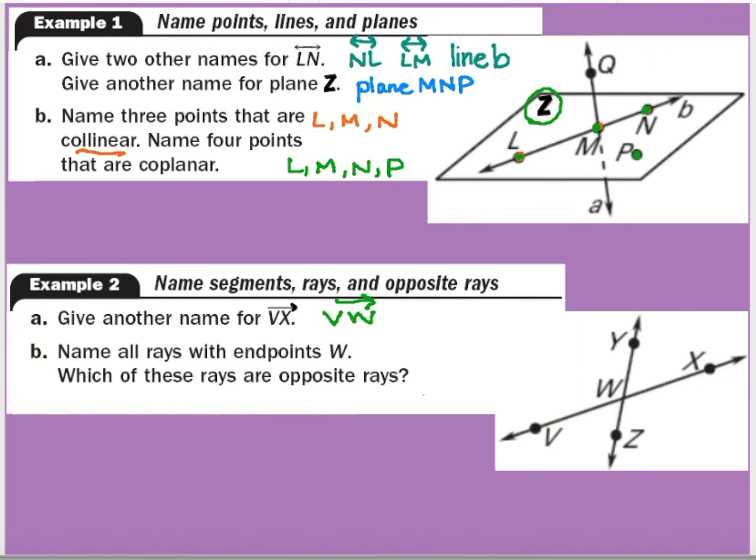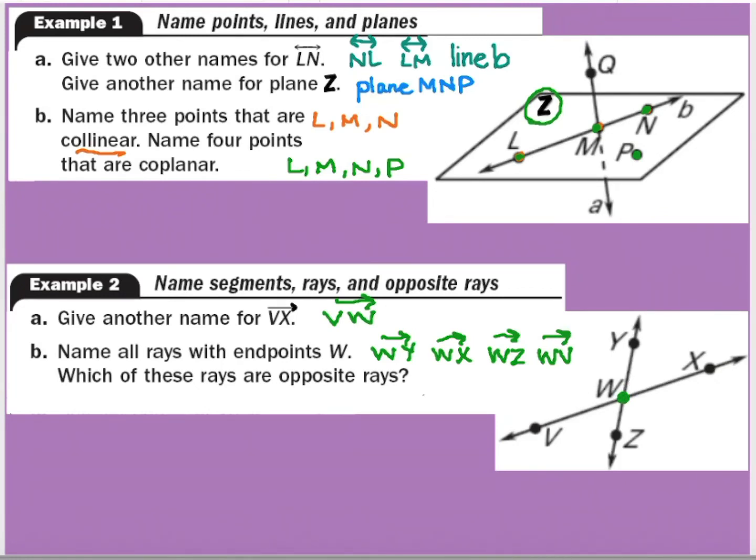Name all rays with endpoint W. Well, we could go from W towards Y, and W towards X, and W towards Z, and W towards V. That's all the rays that start at W. They have an endpoint at W.